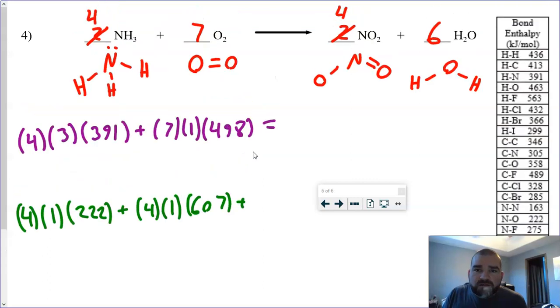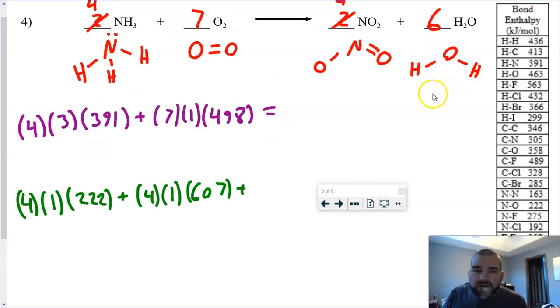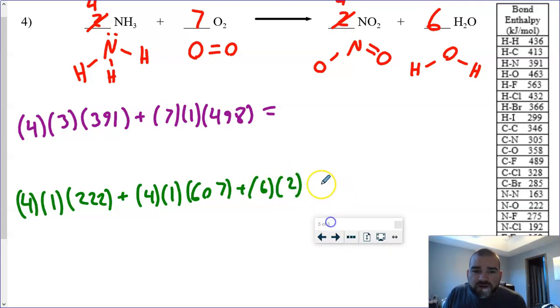Plus the other molecule, I have water. Coefficient is 6. Multiplied by 2 of those bonds in that structure, multiplied by OH or HO, which is up here, 463. And we get a grand total for both sides. Let's check it out. Hopefully my calculator's still hanging on here.